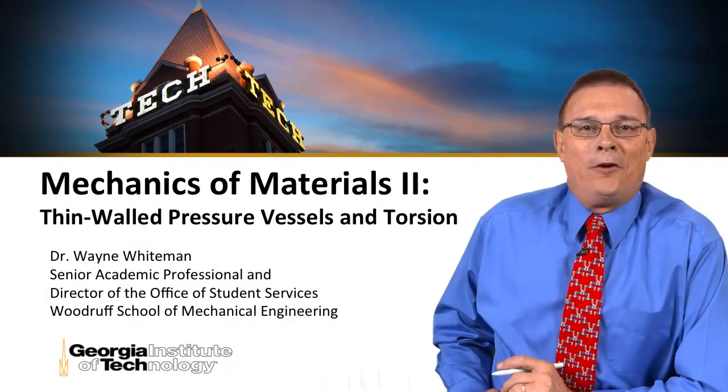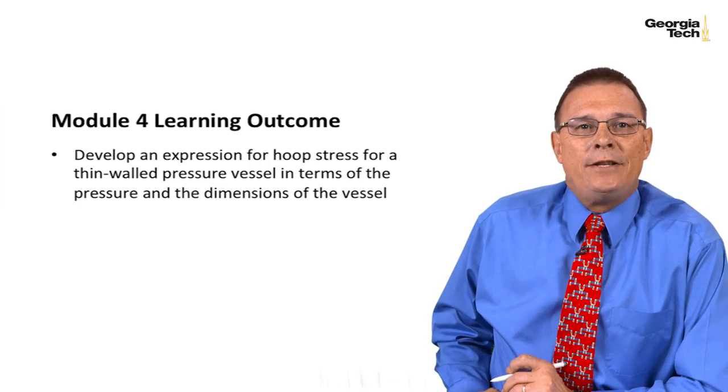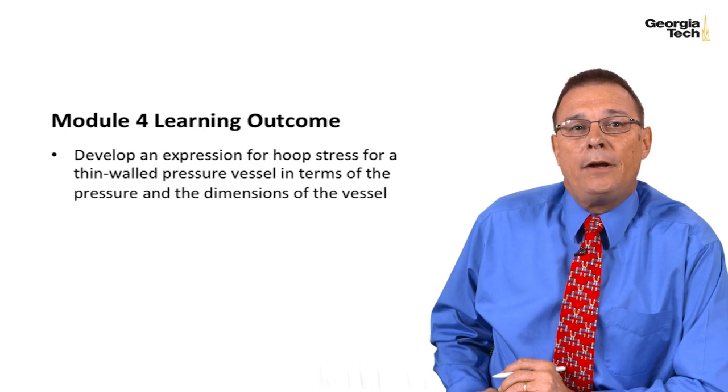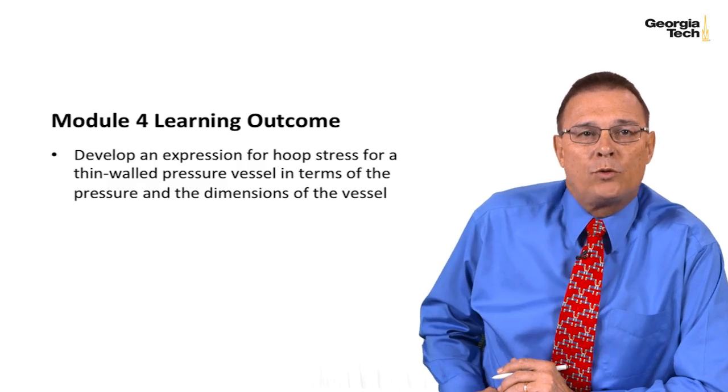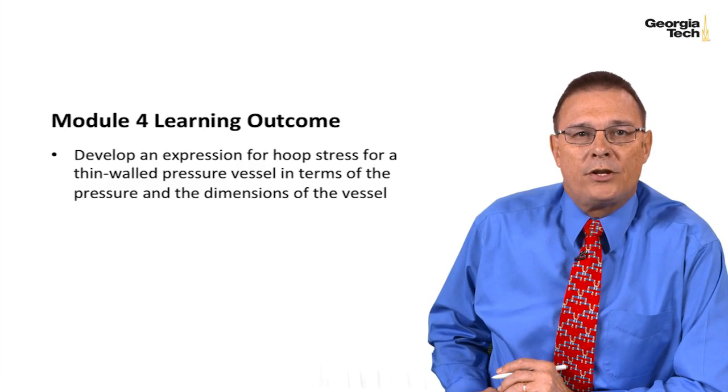This is Module 4 of Mechanics of Materials Part 2. And the learning outcome for today: last time we looked at the longitudinal stress. This time we're going to develop an expression for what we're going to call the hoop stress for a thin-walled pressure vessel, again in terms of the pressure itself and the dimensions of the vessel.